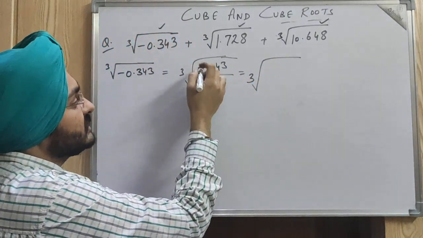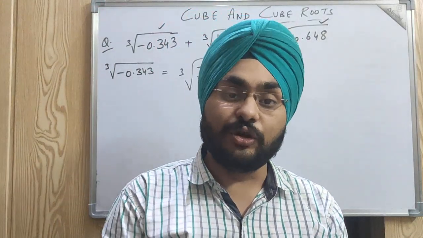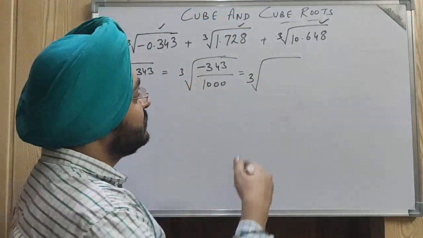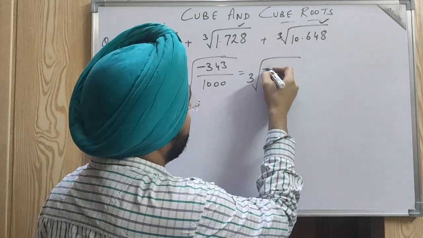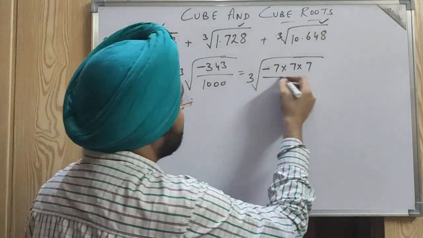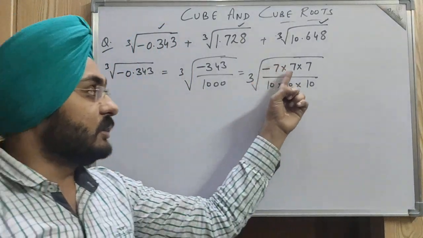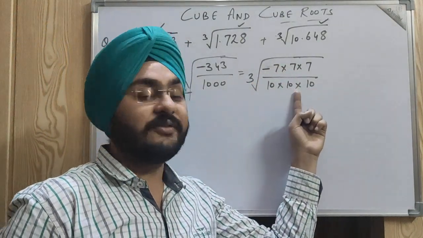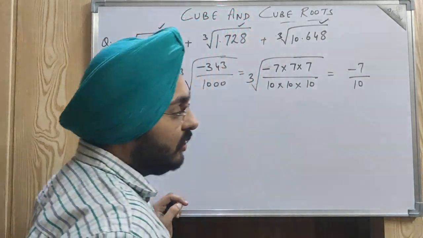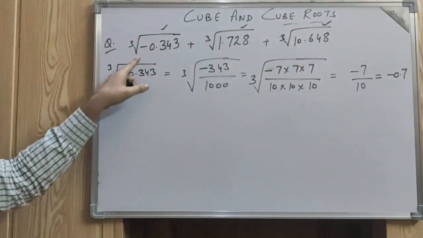About this negative sign, I have told you also that the cube of a negative number is also negative. So the cube root of a negative number is also negative. It means if we have the negative sign here, the negative sign will just come outwards. So I can write it in this way: minus 7 into 7 into 7 divided by 1000. Can I write 10 into 10 into 10 here? The triplet of 7 is formed in the numerator and the triplet of 10 is formed in the denominator. Just write in this simple way: minus 7 by 10, or you can simply write minus 0.7. So we are done with the first calculation.